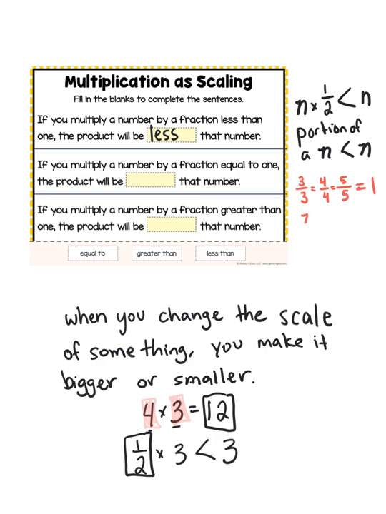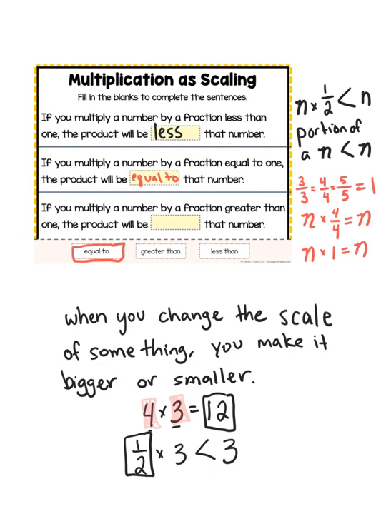So if you multiply a number, we'll just call that number n, by any fraction that's equal to 1 whole, like it could be 4 over 4 or 5 over 5, the product is going to be exactly equal to the number that you started with, because any number times 1 equals itself. So here you're going to drag this square where it says equal to, drag it up here. I can't do that because I'm doing this on a different app, but you guys are working in Google Slides, so you should be able to drag that into the right spot.